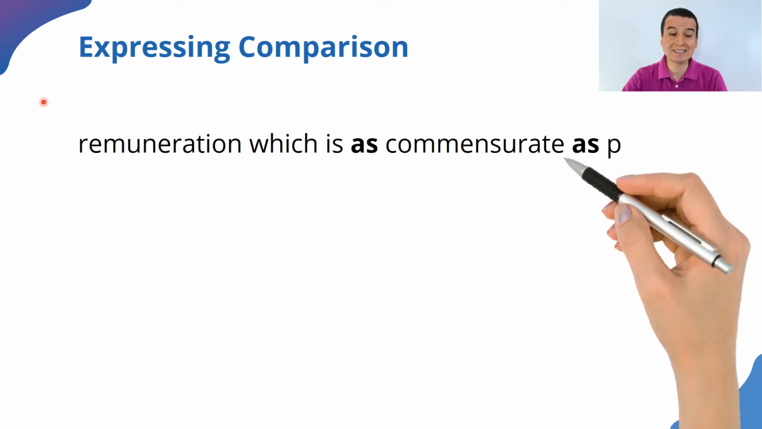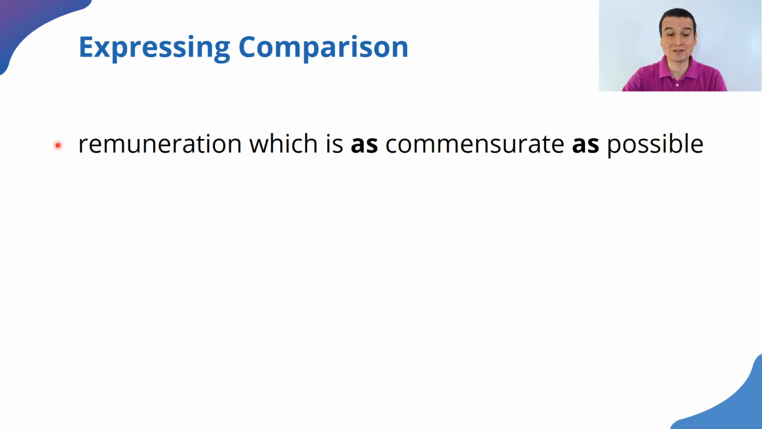I extracted this sentence that expresses comparison. Look, remuneration which is as commensurate as possible. There is a comparison there because we are making it equal to what we are comparing it to, as commensurate as possible, that somebody is paid in the same conditions as other people. That is what happens when we are saying something simpler like, my sister is as tall as me.